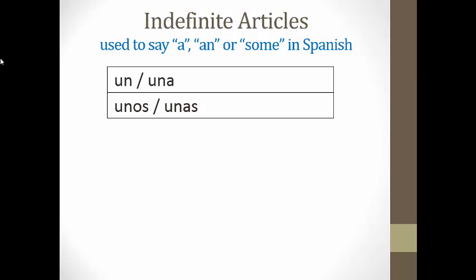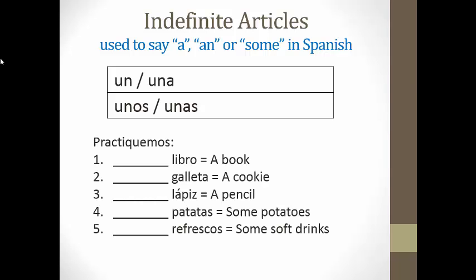Okay, let's work through a few practice problems to make sure you remember indefinite articles. You see here we have 5 problems, and you're going to be writing un, una, unos, or unas in the blanks to answer these translations. So in number 1, we're trying to say a book. Would you say un or una? Obviously, libro is masculine, so our answer is un libro. Okay, please pause me, work numbers 2 through 5, and then we'll check your answers.